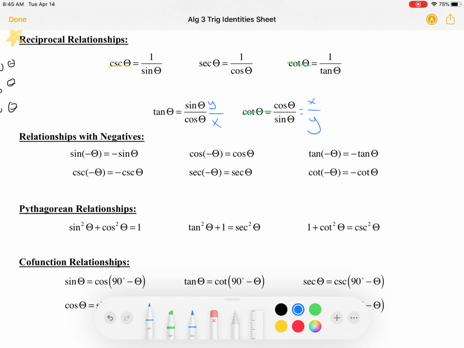Okay, next up, relationships with negatives. This is kind of a goofy one. If you have a negative inside the parentheses by the theta, you can just move that outside. That goes for sine and cosecant. For cosine, if it's negative on the inside, it just goes away. So for sine and cosecant, and for tangent and cotangent, if there's a negative on the inside, it goes to the outside. However, for cosine, it goes away.